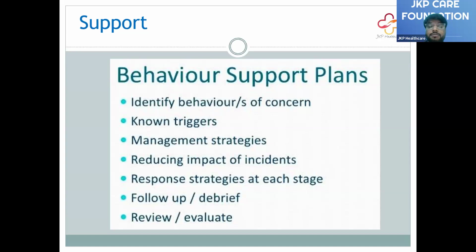Then know the triggers, apply management strategies, trial and error, reducing the impact of incidents. जो इंसिडेंट हो रहे हैं उनका इम्पैक्ट कम करना है. Response strategies to each stage. बच्चे को सिखाना है कि response कैसे करना है हर strategy को. Follow up, debrief, review, evaluate. So follow-up is very important.